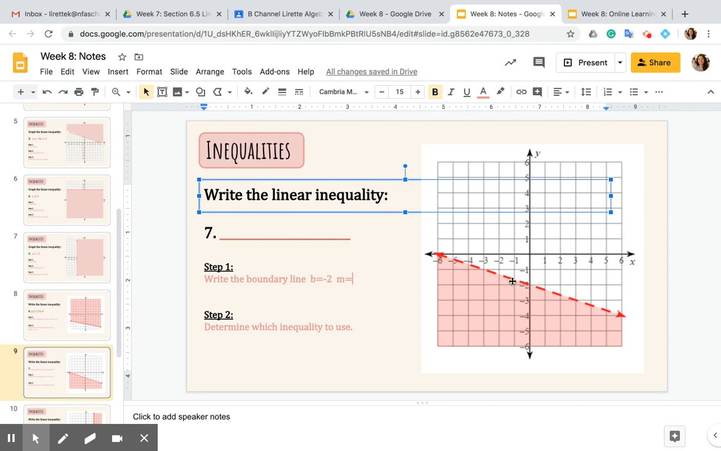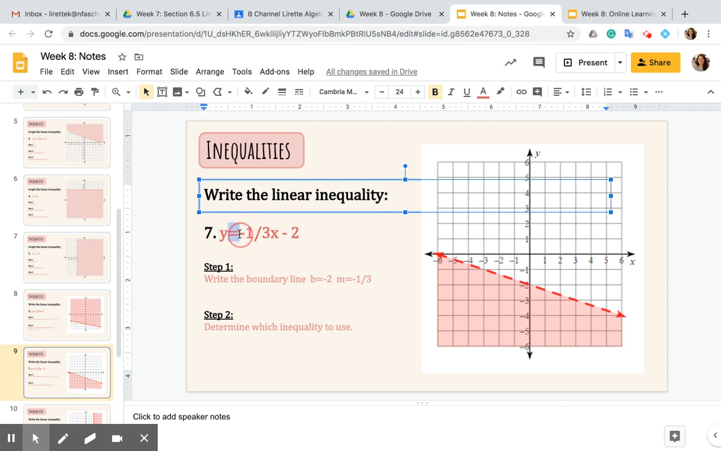Again, it's a negative slope because the line's falling. I go down 1 and right 1, 2, 3. So my slope is -1/3. So I'm going to actually write that as an equation first. y equals -1/3 x, and then my b value is -2.